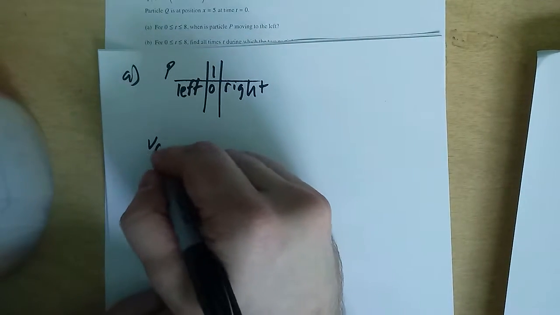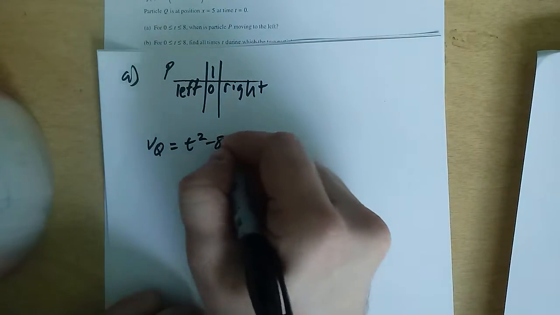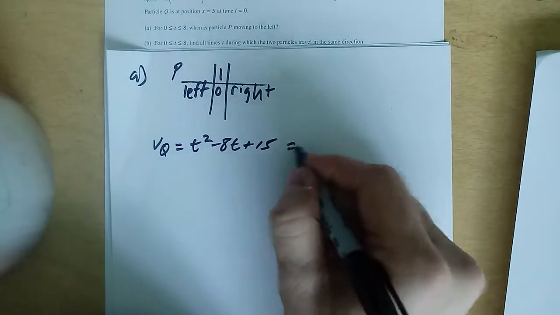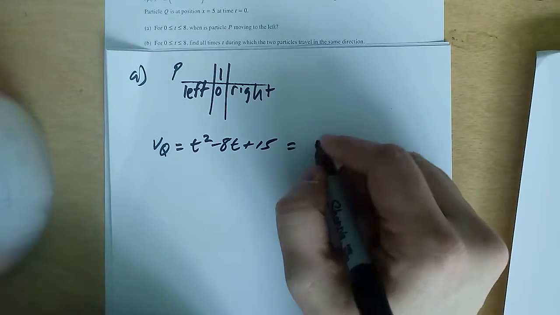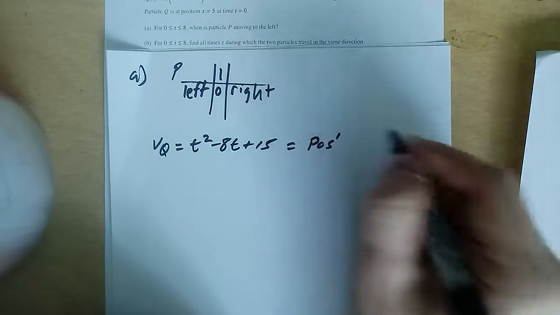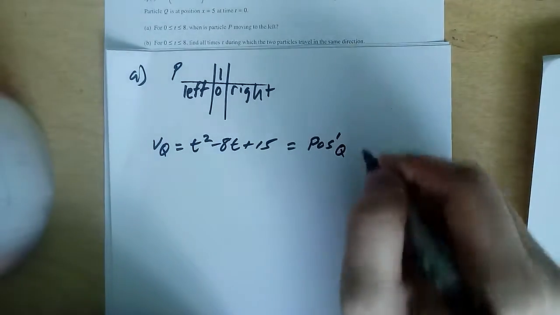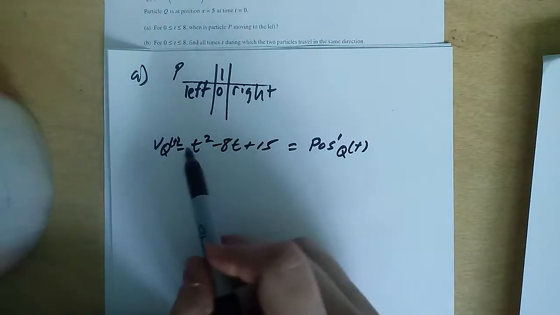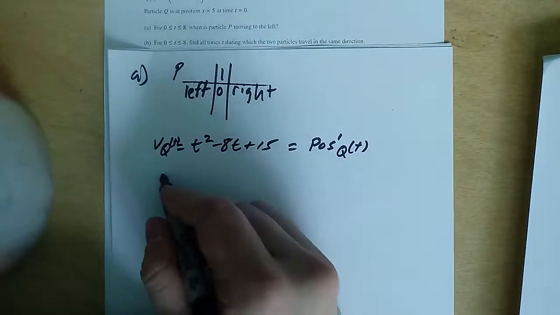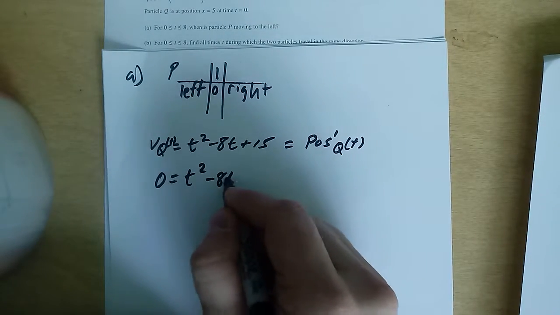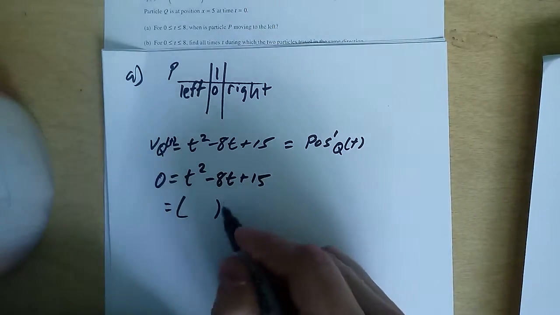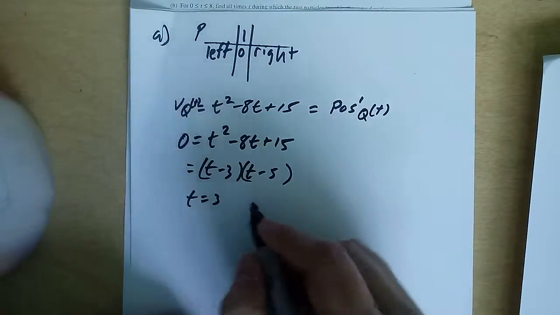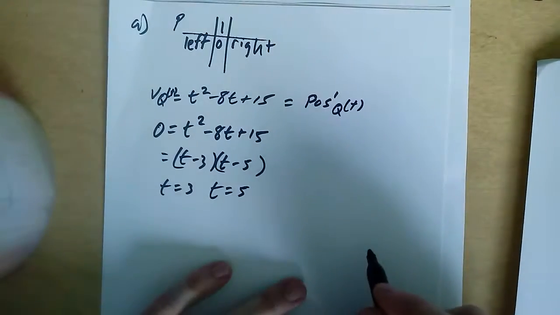Let's look. The velocity of Q is equal to t squared minus 8t plus 15. Remember that velocity is the derivative of position, so this is the derivative of the position of Q. The derivative's already been taken for me, and I just want to know when this equals 0. So let's factor that: t minus 3 and t minus 5. So when t equals 3 and t equals 5, we have zeros.